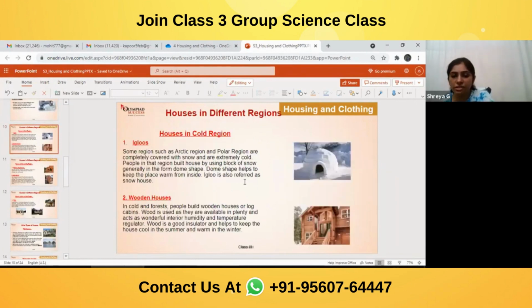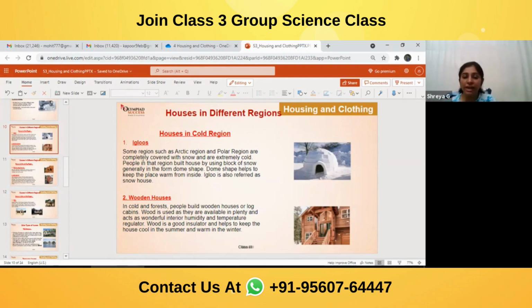Houses in different regions. Now, first coming in, houses in the cold regions. So which type of houses are there in the cold regions? As you can see in the picture on the right side, the first one is igloos and the second one is the wooden houses. These are the houses you might have seen also in the very cold environment. These types of houses are there.